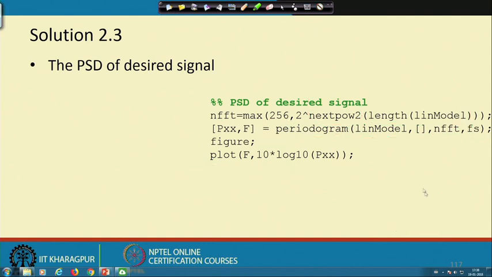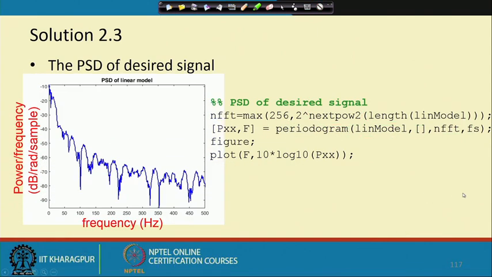Now let us see how the plot looks. Here the plot is given in terms of the frequency axis, and the other side is in dB per radian per sample. What we get is that at low frequency the signal strength is high, and beyond a point it diminishes very quickly. Even after 50, the reduction is more than 40 dB. Okay. So, that is the nature of the signal.